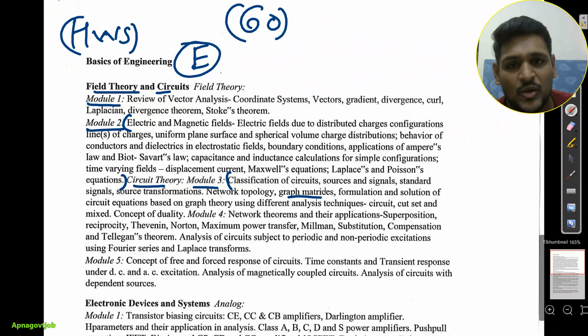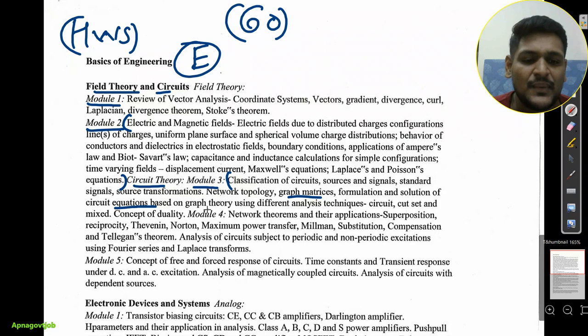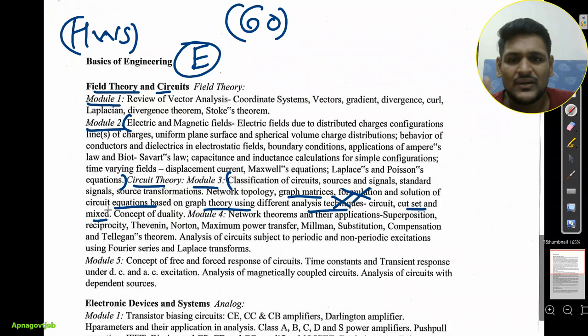Formulas you should know: formulation and solution of circuit equations based on graph theory, using different analysis techniques like KVL and KCL. I will remind you to skip this topic, you don't need to do this. Cut set and tie set, just do one more, okay? Cut set and tie set are more important. And the duality concept, okay? In electrical resistance, you know the duality concept, right? So that table, just remember that table.